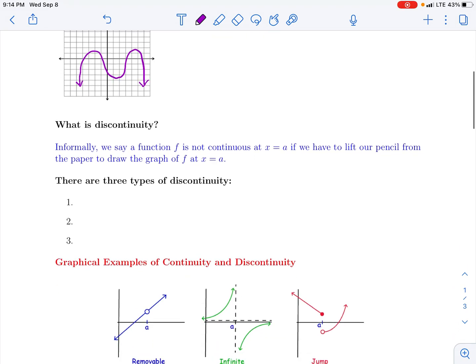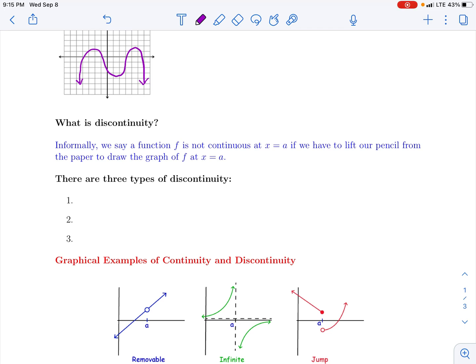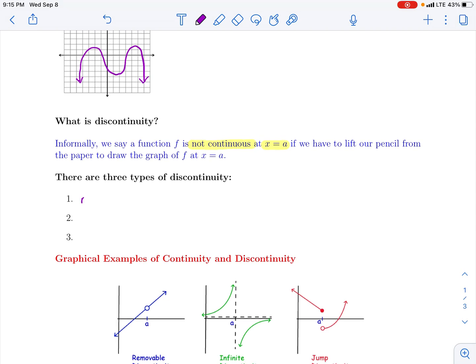Okay, so what is discontinuity then? So informally, we say a function is not continuous at x equals a, so at a specific value, if we have to lift our pen from the paper to draw the graph of f at x equals a. Before I get into some graphical examples, there's actually 3 different types of discontinuity. So the first type is removable discontinuity.